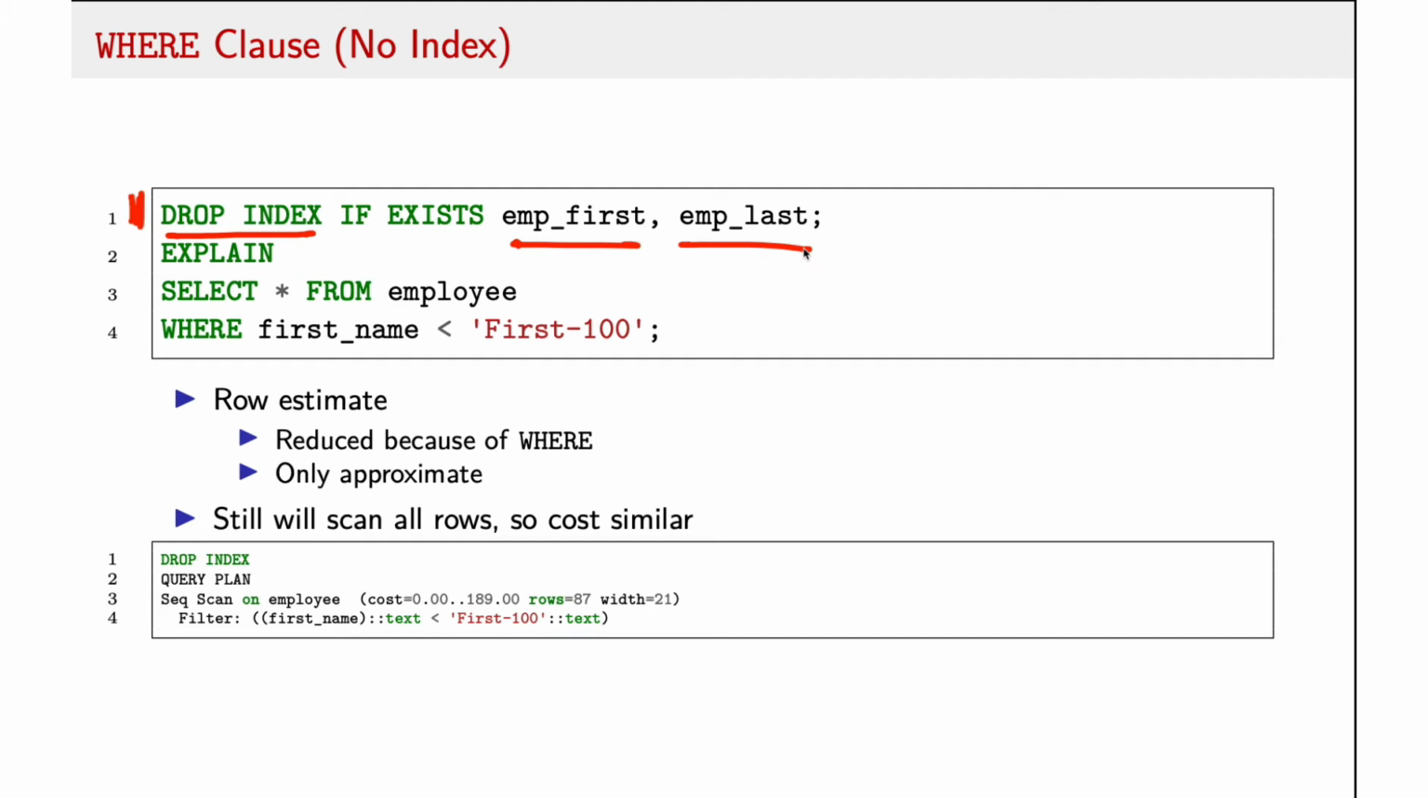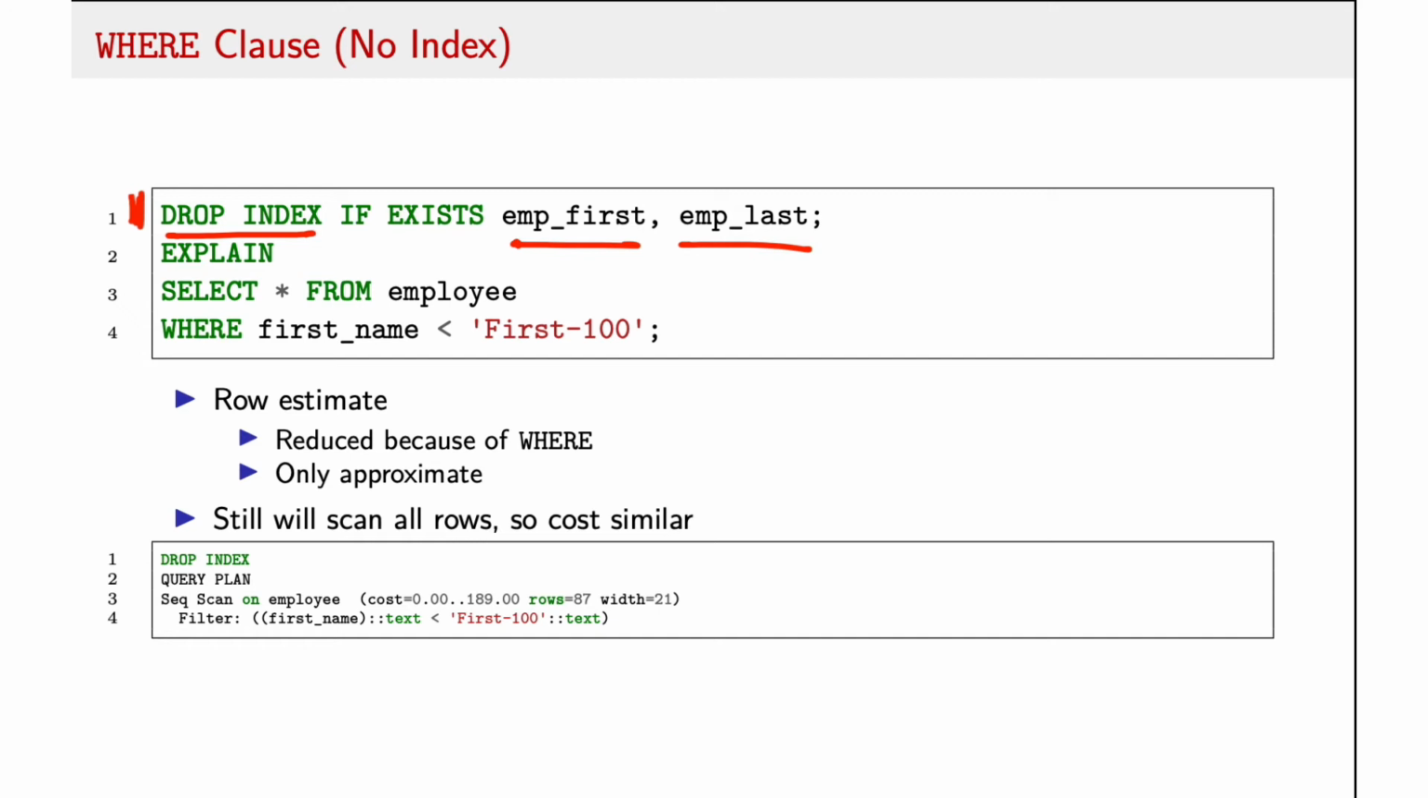Now, that might look weird to you because I haven't actually created those indices, but what I'm trying to indicate here in these examples is which indices are present and which are not present. So in this case, I'm basically saying I want to just get rid of any indices that might have already been there because I want to demonstrate the behavior of this query without any indexes, okay?